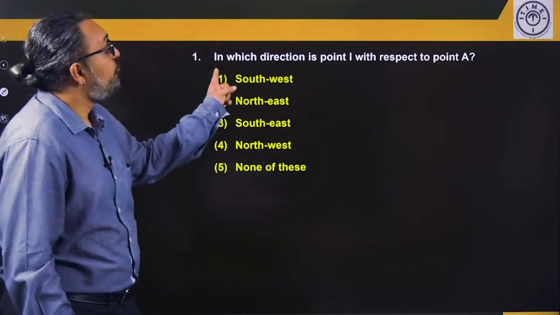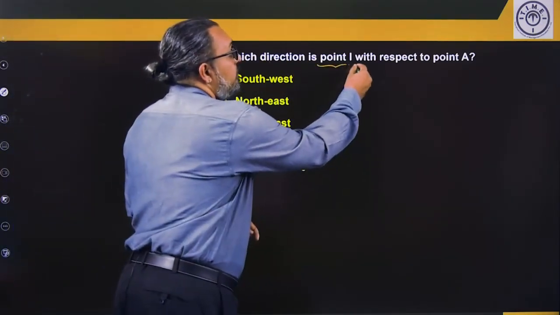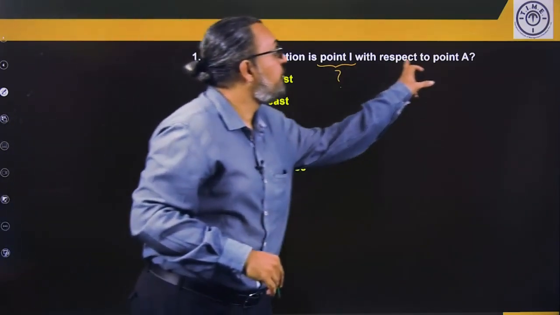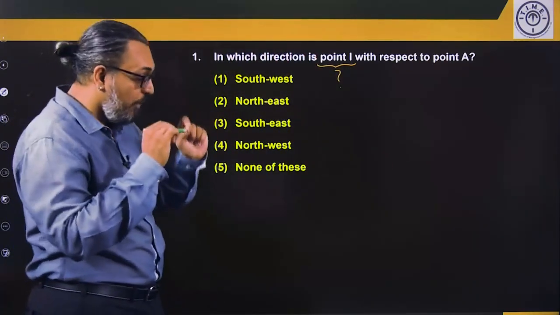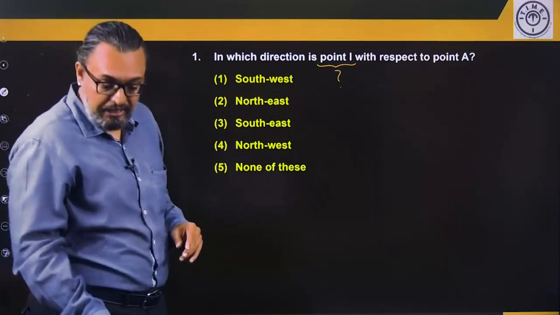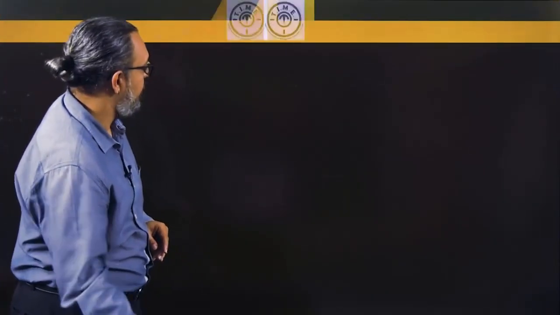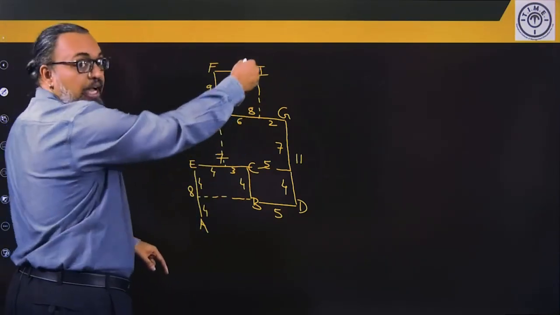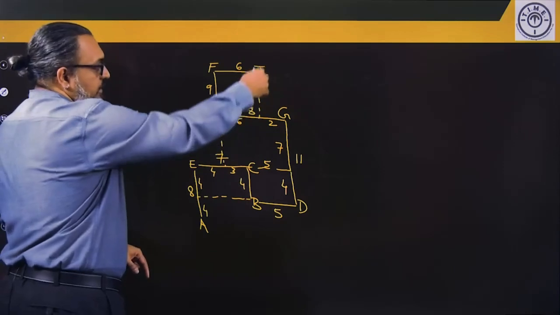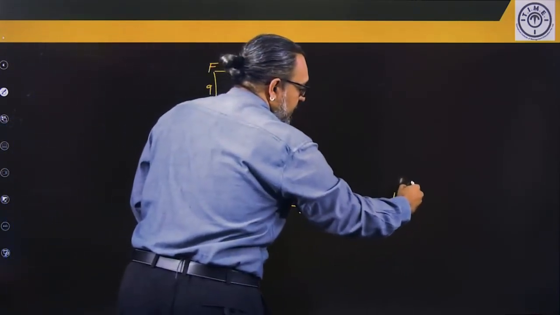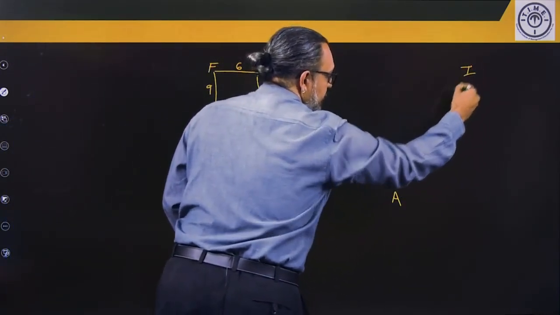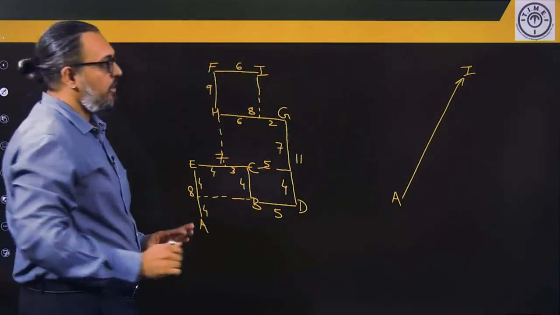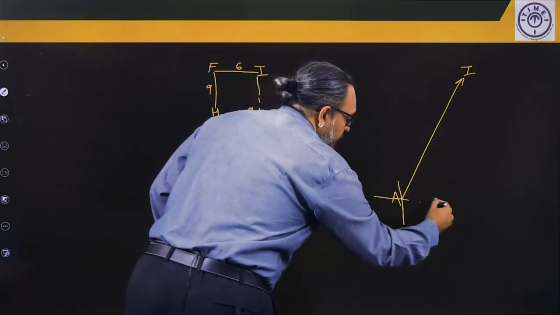Now the question is, in which direction is I? So I need to know the direction of I. So where should I check it from? With respect to A. So from A, what is the direction of I? Let us check. So from A, he is asking what is the direction of I. Do you see? This is the direction, correct? So A is here and I is here. So this is the direction. I am just taking the point. So from A, what is that direction?